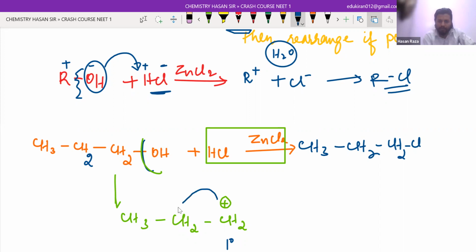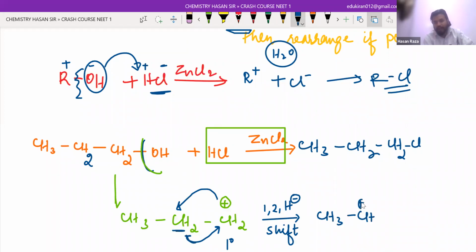So this positive charge will move to the left hand side, because I'm going to do a 1,2 hydride shift. As you can see, H negative will move from left to right. So if hydride is taken out from this carbon, there will be a positive charge. And the hydride will go to this C positive and make it neutral, and it becomes CH3. So now you can see this is your 2 degree carbocation.